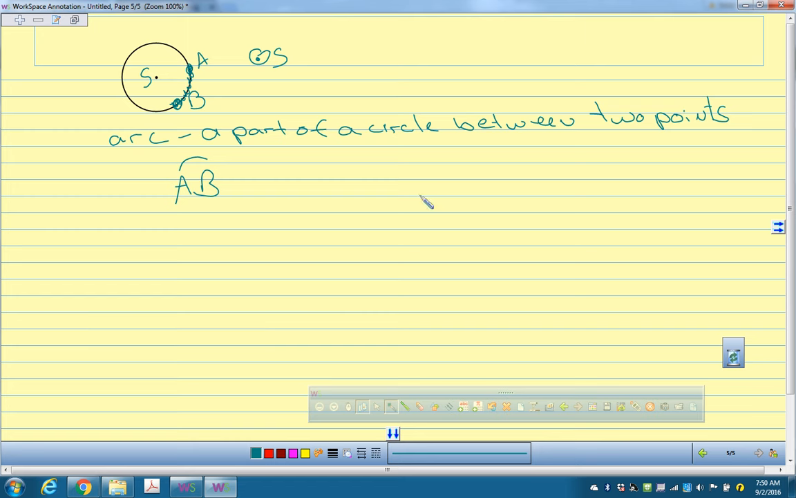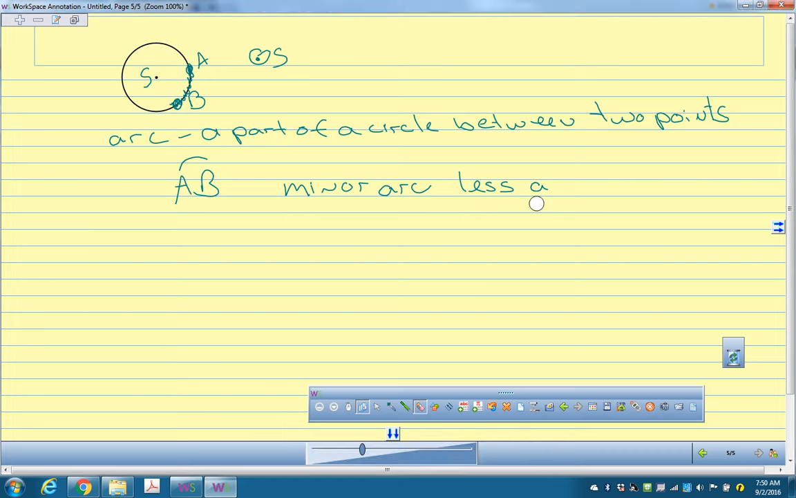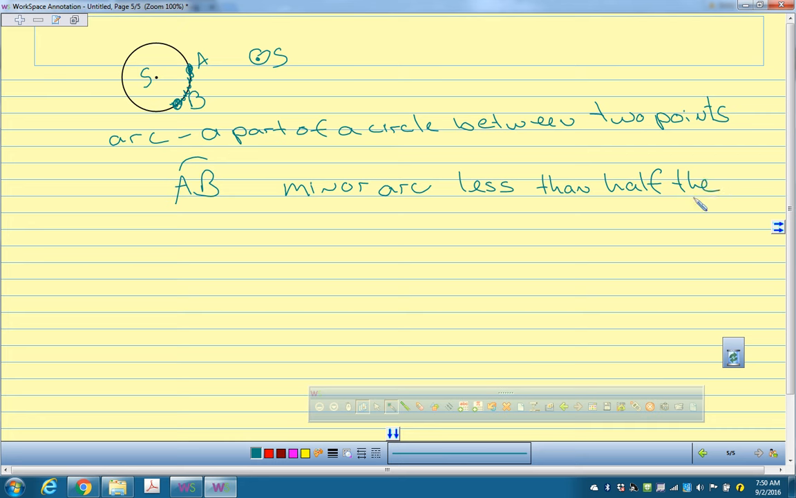And this is called a minor arc. A minor arc is less than half of the circle. So it's less than a semicircle. I probably need to talk about a semicircle. Minor arc is less than half the circle.